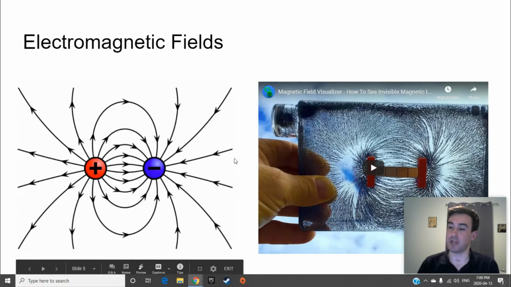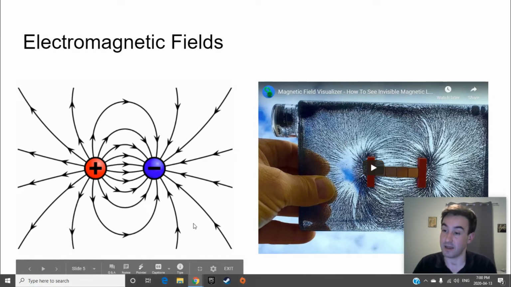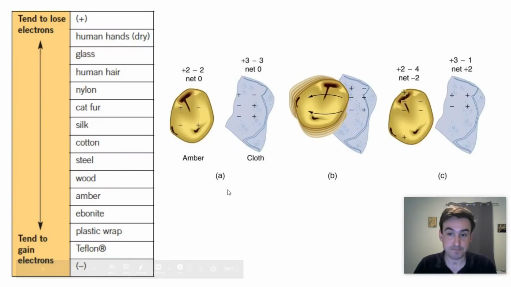So charged objects are able to exert a force, a push and a pull, on other charged objects using electromagnetic fields. So around every magnet or charged object, there's this invisible field shooting out of it that is able to push and pull other objects. You can see a diagram of an electromagnetic field on the left, and then you can visualize it here on the right with iron filings and some magnets. You can click through this YouTube video to see exactly how he did this.